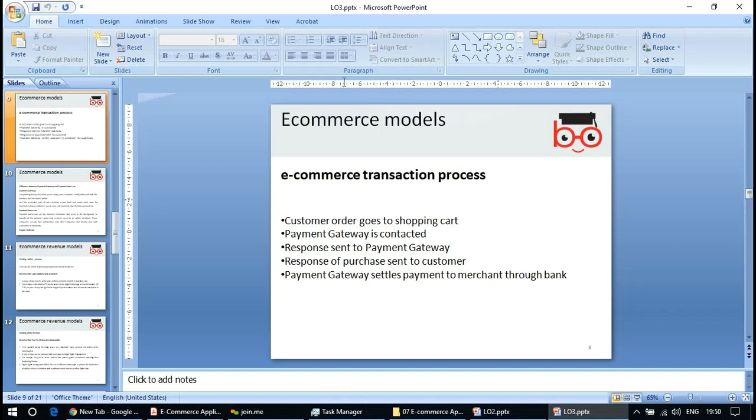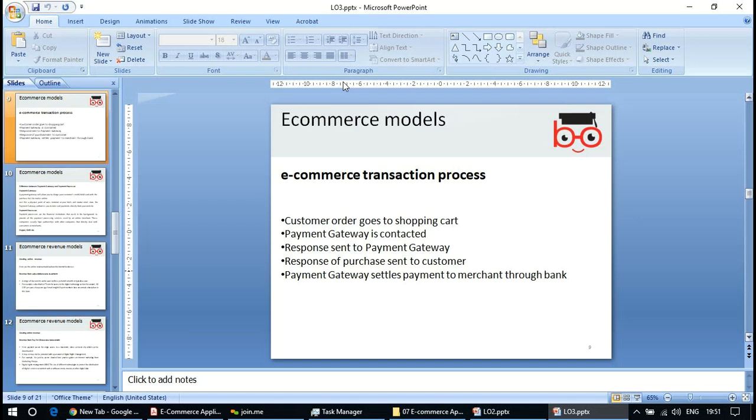Now, the e-com transaction process. The e-com transaction process is normally: the customer's order goes to the shopping cart, and the payment gateway is contacted, a response is sent to the payment gateway, a response of purchase is sent to the customer, and the payment gateway settles the payment to the merchant through the bank. What happens basically is that when we place an order, we submit our credit card, and the credit card is normally charged through the payment gateway.